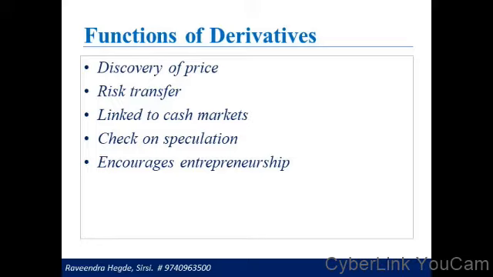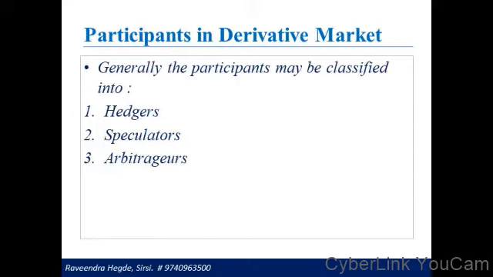Friends, now let us move ahead about participants in the derivative market. Let us talk about derivative market participants. Generally, the participants may be classified into hedgers, second speculators, and arbitrageurs. The hedgers and speculators we already discussed, and also we have discussed these things in forex. I hope arbitrageurs is the new word to you.